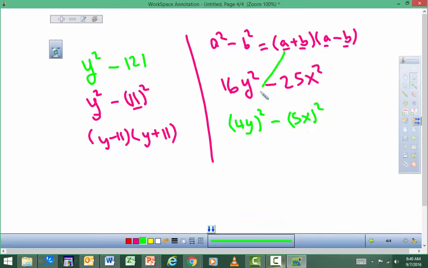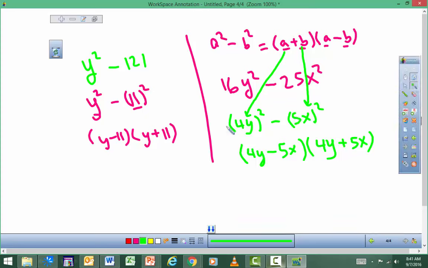Your a is the number here, and your b is the number here. And so now to factor this one, you'd say 4y minus 5x. And then the other factor would be 4y plus 5x. Does that sort of make sense? So when you're factoring this, you want to be able to identify what the a and b are, and that's what some people make mistakes with. Let's try maybe one more to make sure you have this.